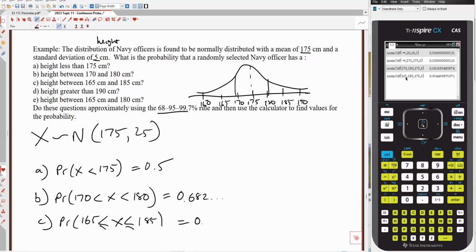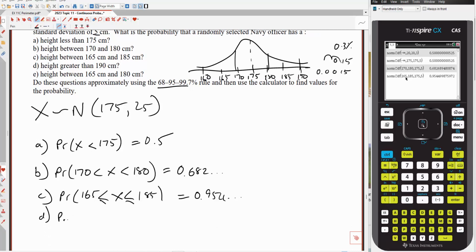So 0.954... Okay, a height greater than 190. So that is more than 3 standard deviations above the mean. Now we know that 0.3% of values fall 3 standard deviations either above or below the mean. So above that is going to be 0.15, and then it's a percentage, so to turn it into a probability we're going to go 1, 2. So the answer to this one should be 0.0015. Okay, so the next one, but I'm going to do it on the calculator as well.